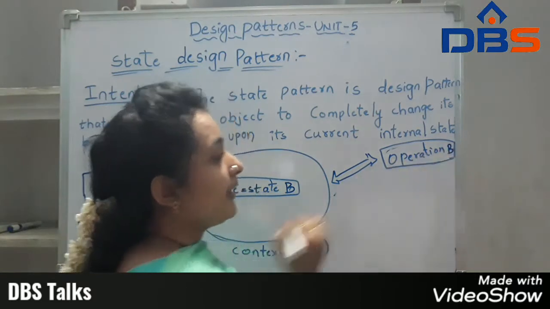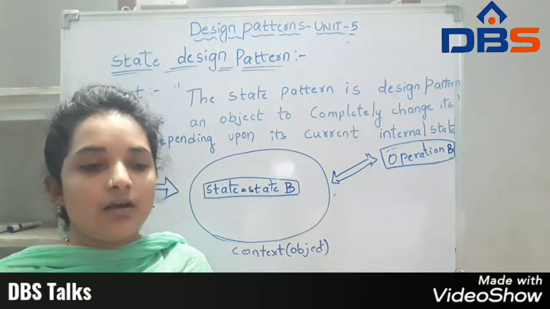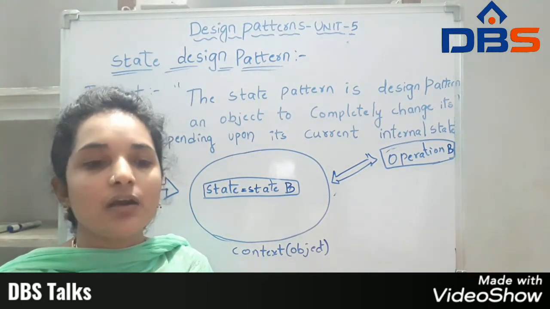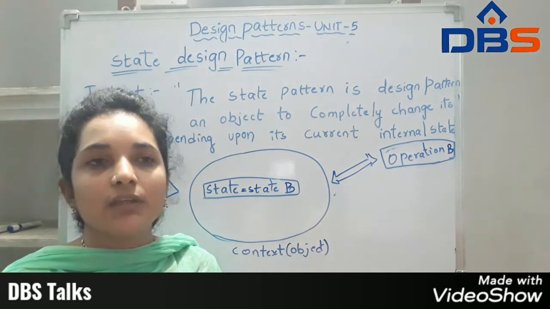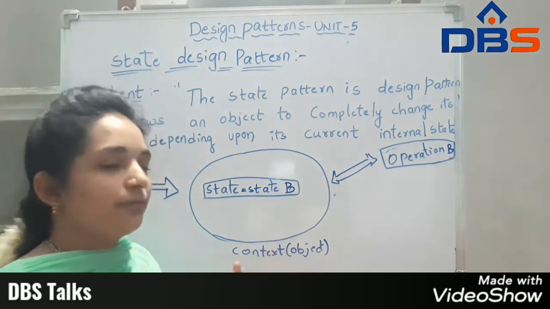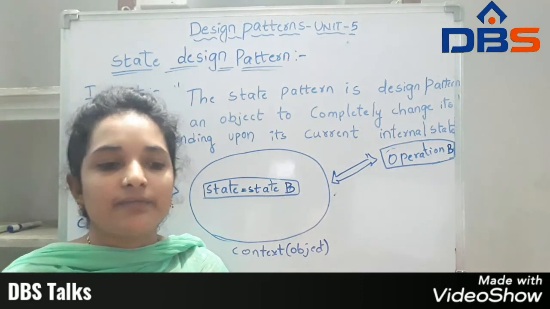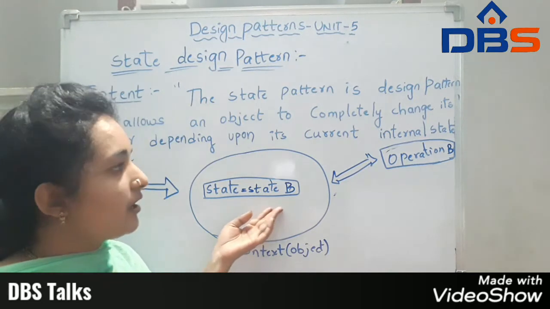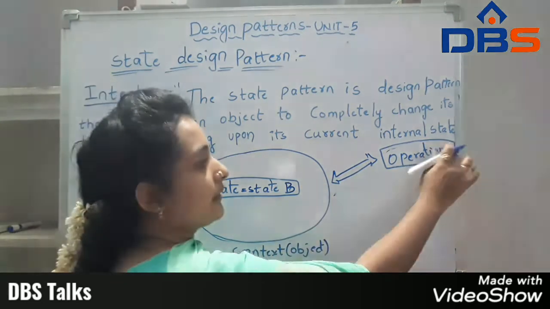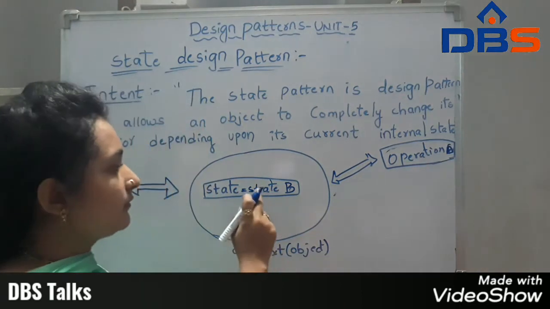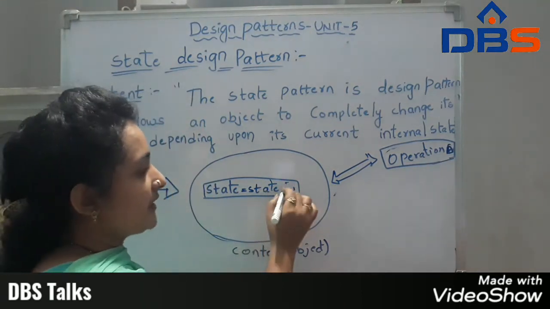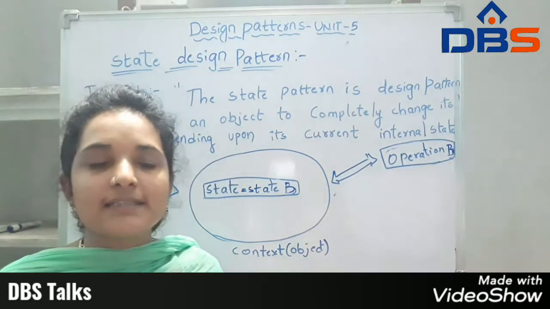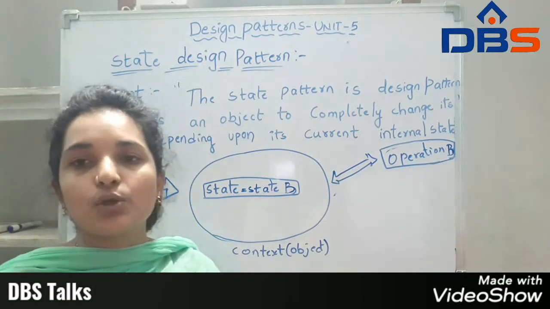Operation B will occur. The communication is based on the internal state, so the behavior of the context object will be different. In this case, if the context object's internal state is A, the operation will be A. If the context object's internal state is B, the operation performed will be B. This is how the communication occurs. This is called the intent.